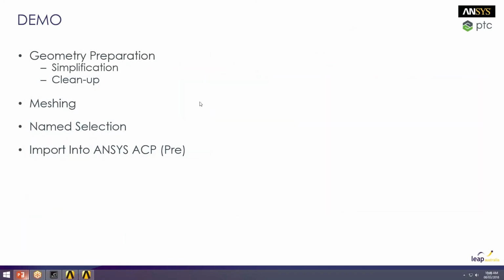So that was a quick run through of the kind of workflow in ACP. I'm going to move over to Workbench now. I'm going to give you a quick demo of the kind of geometry preparation that you would be doing to take raw CAD and get it ready for an ACP analysis. So looking at the simplifications, looking at some cleanup, I'll quickly mesh it and show you how to do those name selections to isolate the fabric shapes in mechanical, and then I'll move it over into ACP.